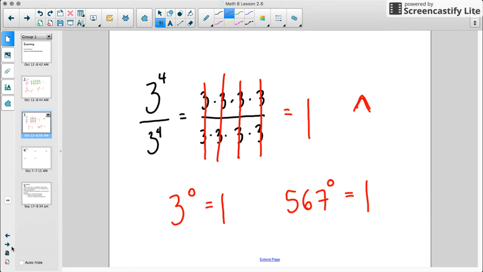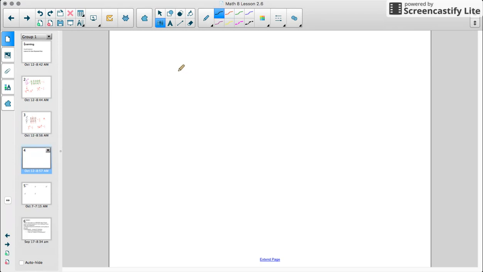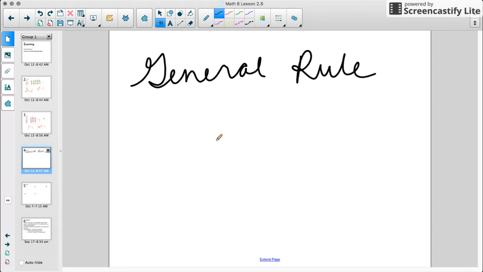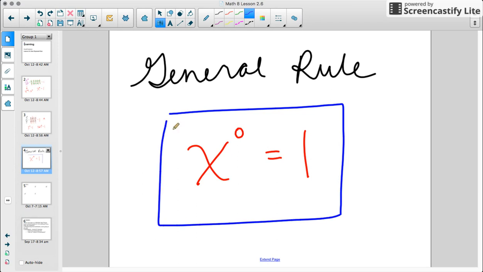Okay, so our general rule, or our formula, that we can write down in our notebooks, is just anything raised to the power of 0 is always 1. So this one's not too complicated. This is one of my favorite rules just because it's the easiest. And we'll do a little bit of practice now.